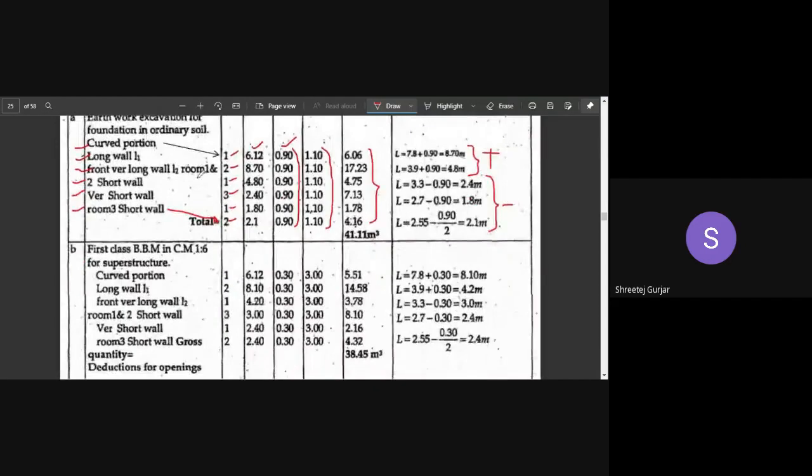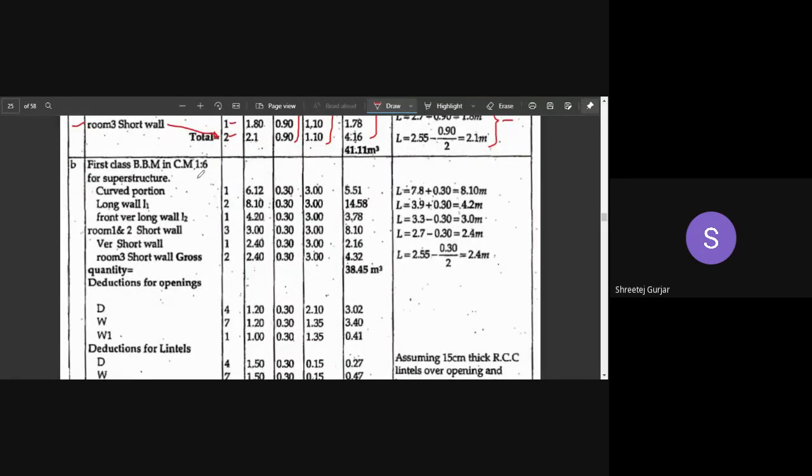Now moving on to brickwork. In the curved portion, it is 1 in number, then L1, L2, S1, S2, and this is S3. For brickwork, the wall thickness is mentioned as 0.3, and the floor to floor height is 3 meters. You can observe that these are the same for all of our walls.